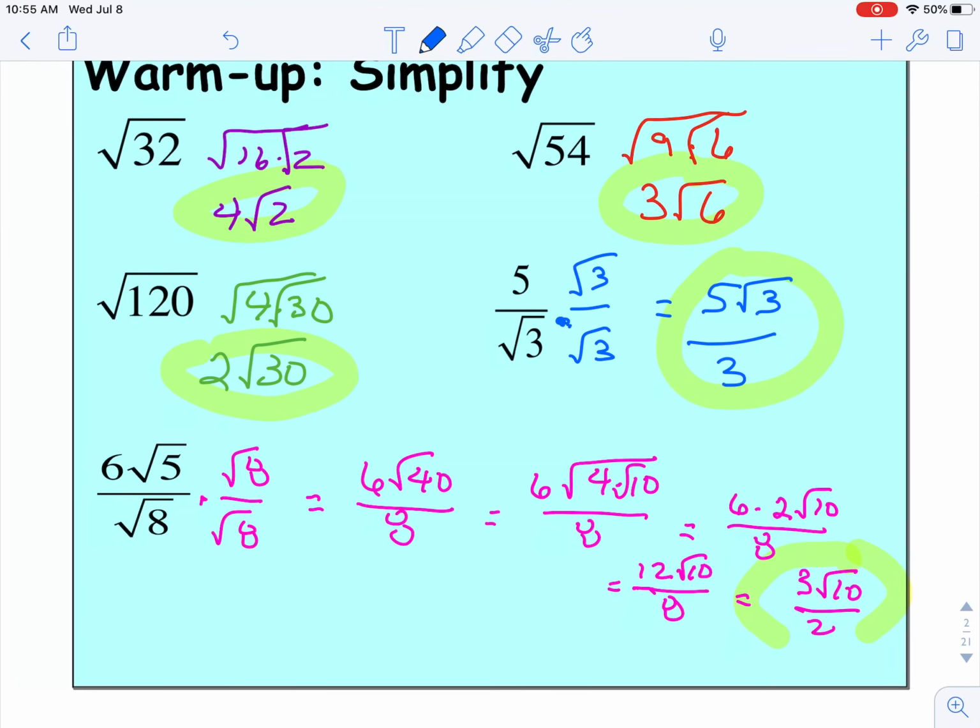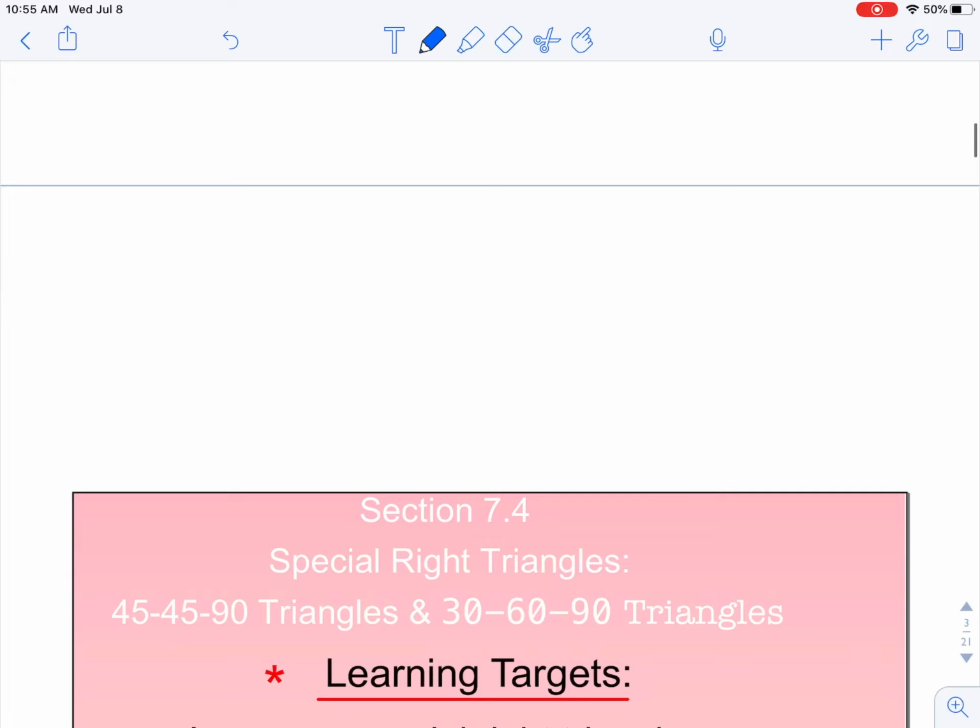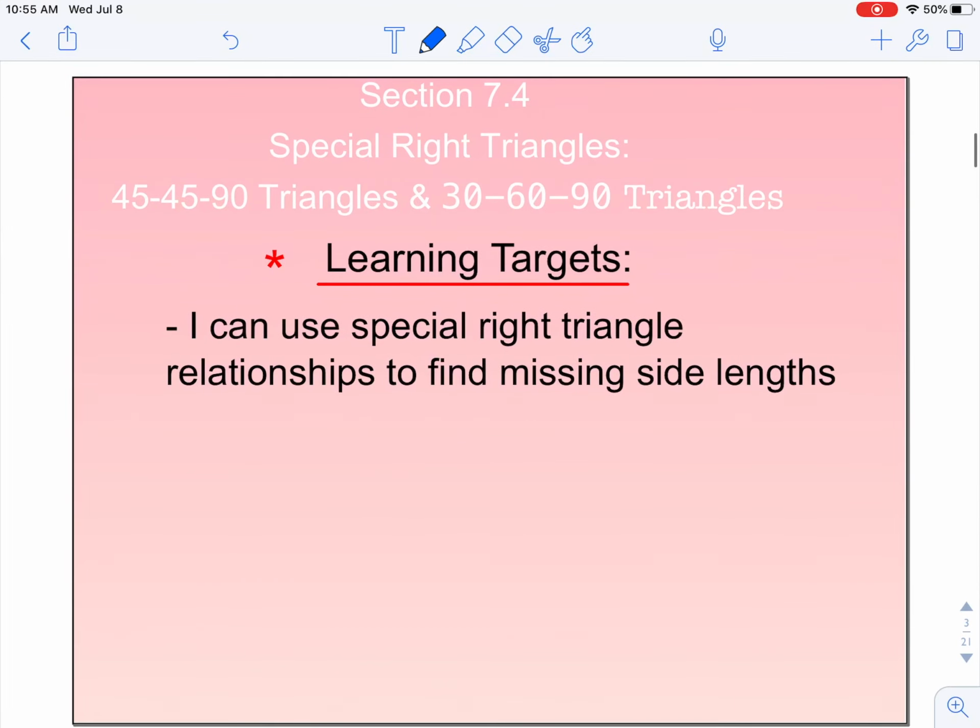And if you got them correct, these should be the answers. Remember, simplest radical form: you cannot have any perfect squares under the radical, you cannot have any radicals in the denominator, and you cannot have a fraction under the radical. So that's what we're working on with simplest radical form.